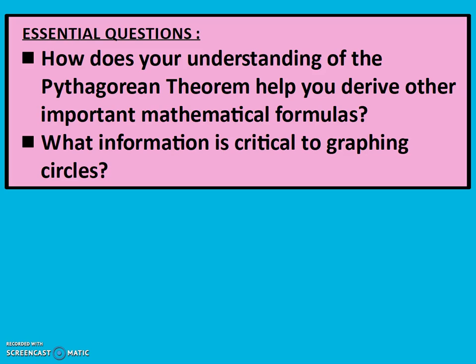So I've given you a little bit of background on how the Pythagorean theorem and the equation of a circle are related. So now when we gather back as a whole group and we discuss our essential questions, make sure that you have some thoughts to add to the discussion on 1, how does your understanding of the Pythagorean theorem help you derive other important mathematical formulas? And remember, like I said, in this case, that would be the equation of a circle. And then 2, what information is critical to graphing circles? And don't forget that our standard and our objective will help you answer both of those questions.